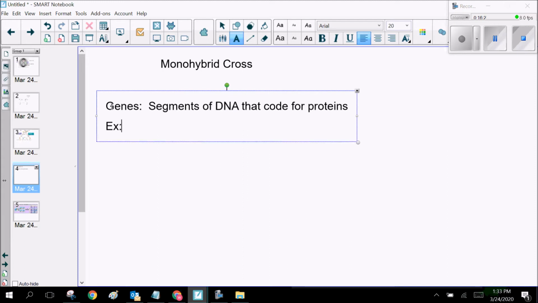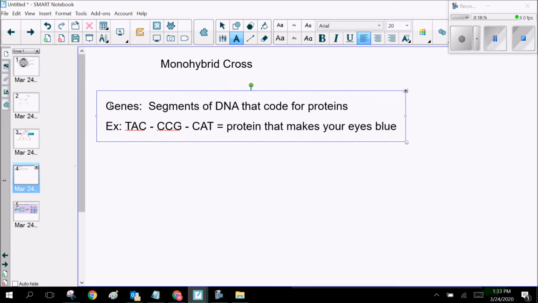For example, if I went ahead and said TAC, CCG, and CAT, we'll say. Notice these are all bases from DNA, T, A, C, and G. Let's say that that particular sequence would equal a protein that makes your eyes blue, or something like that. Now, I'm not saying that it does, but I'm just saying that it could. So it'd make a protein that makes your eyes blue.